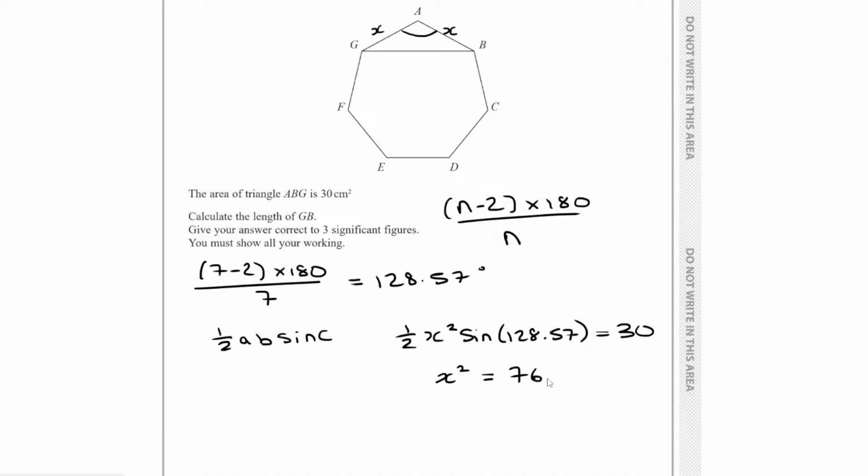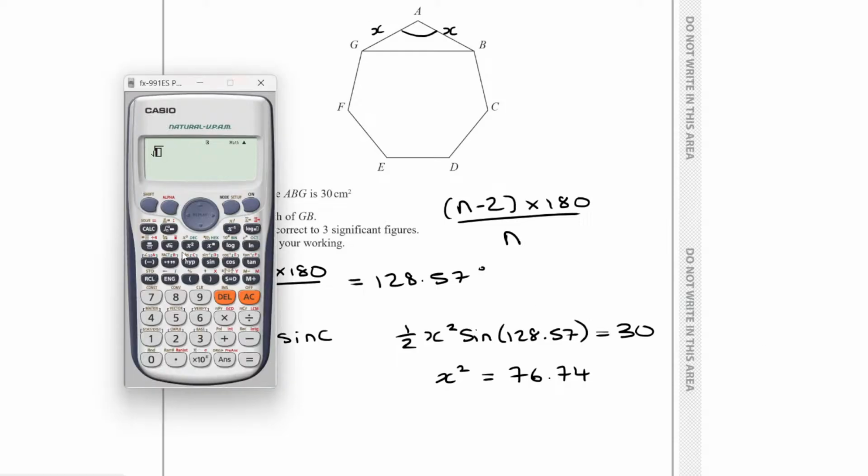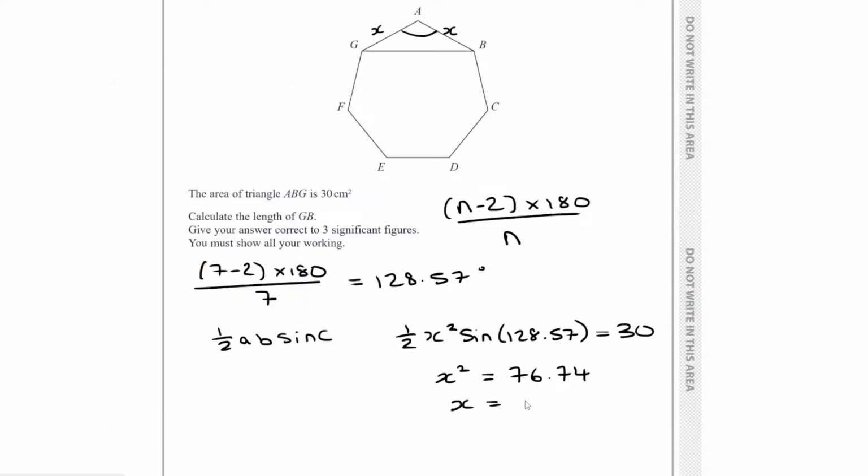I'm just rearranging the equation, basically. Obviously now I'm going to square root that answer. Again, don't round it too soon, just keep it there. So we've got x is 8.76-ish. So each side length is 8.76.